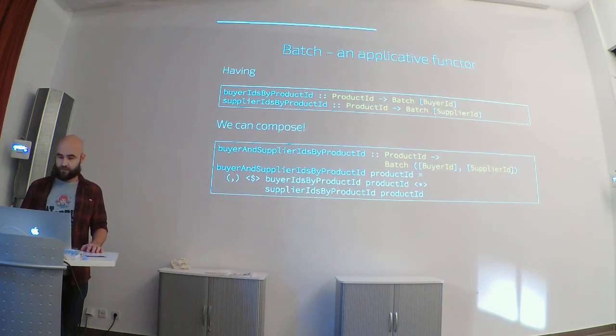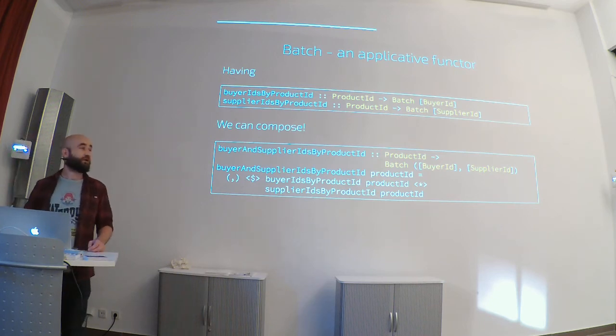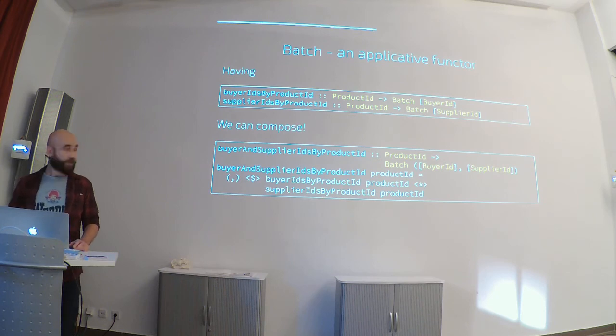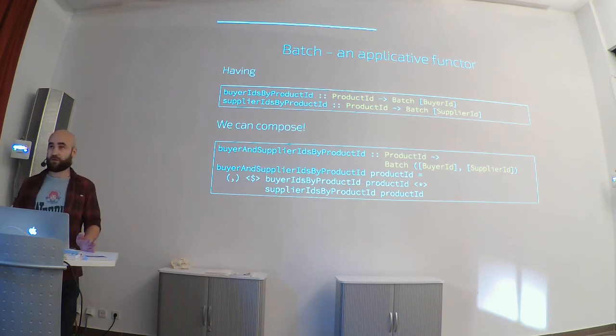And here is how you can use that property. So having two, for instance, two functions implemented as batches, we can compose them using the applicative functor functions. And this is all you need to execute two things as a batch to utilize pipelining. Just imagine what you would have had to do in C or other languages.